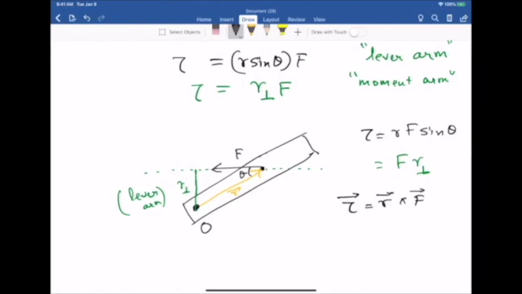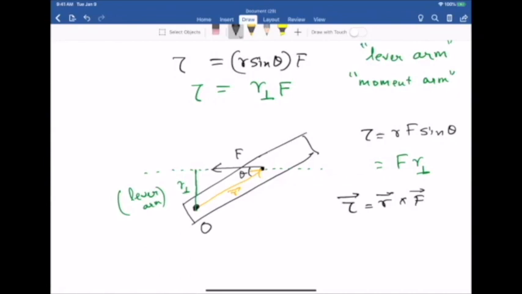So if you use the right hand rule, you would have your right hand with the four fingers pointing one way and the thumb pointing perpendicular to them. And then you would point the four fingers of your right hand in the direction of R, and then you would curl your fingers in the direction of F, and your thumb would give you the direction of the torque, which in this case would be out of the board, right? So the torque here is out of the board. And so that's the direction of the torque vector.